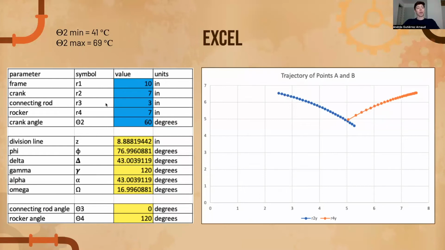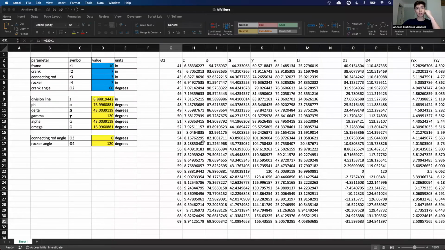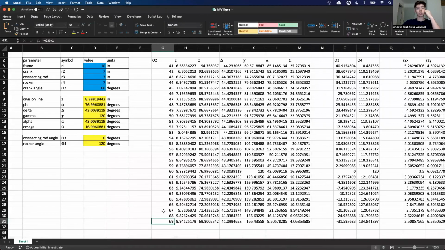And then for the Excel, I programmed it to give me the values of all the angles, as well as theta 3 and theta 4. And we can confirm these values with calculations done by hand. And this was done utilizing the same formulas as I used by hand and utilizing the law of cosines. And for the Excel, I had to restrict my values to 41 degrees and 69 degrees, utilizing the help of SolidWorks, since my mechanism has dead points and it cannot go full rotation.